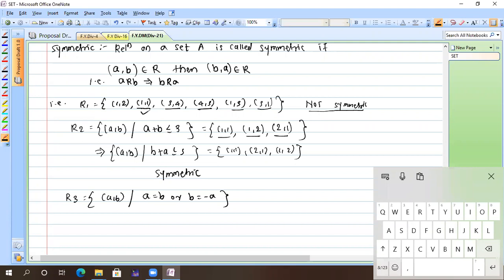Correct. And what about if our set is different? Now I define minus also in there: -1, -2, -3, and 1, 2, 3. Then it is not symmetric. Why? Tell me. Suppose my set A is like that: -1, -2, -3, 1, 2, 3.